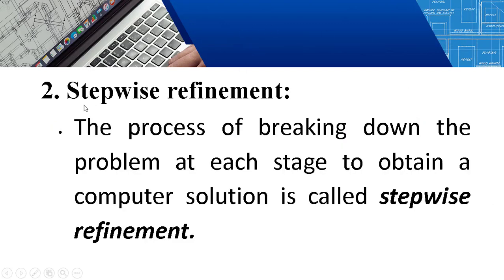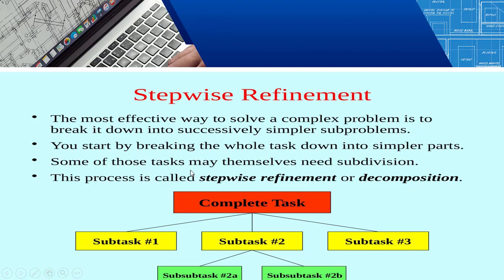The next approach is stepwise refinement. In stepwise refinement, the process of breaking down the problem at each stage to obtain a computer solution is called stepwise refinement. You can see here a complete task is given. That task is broken into smaller tasks: subtask 1, subtask 2, subtask 3. Again, subtask 2 is broken into two tasks: subtask 2A and subtask 2B. This is how stepwise refinement works.